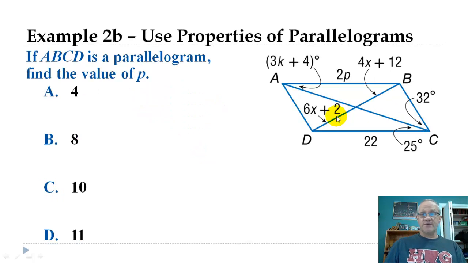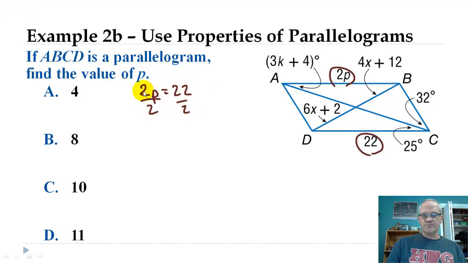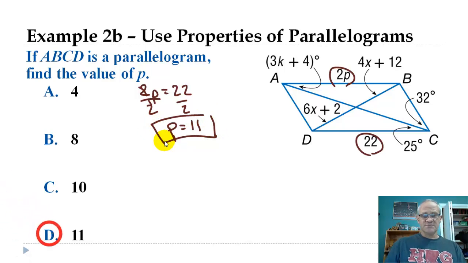What about if we want to find the value of P? Where's P in this one? Here's 2P. There's no other P's around here, so what do we know? This 2P is side AB. The opposite sides are congruent. What's opposite from side AB is side DC, which is 22. So the equation is 2P equals 22. To solve that, we just divide by 2, and P is 11. So that should be answer D. Yes, good, that's 11.